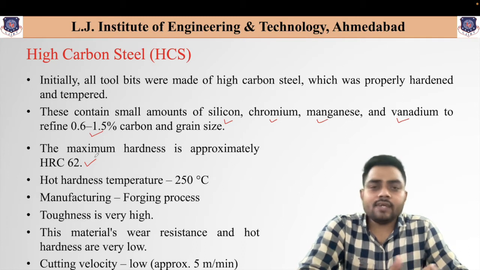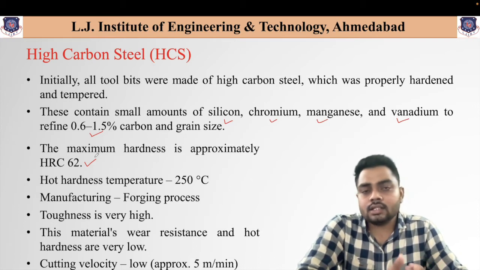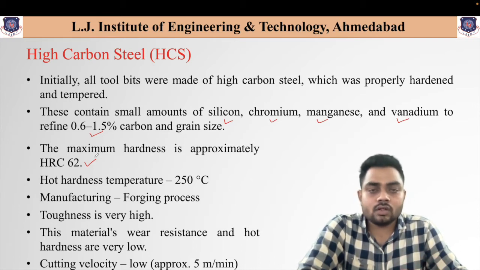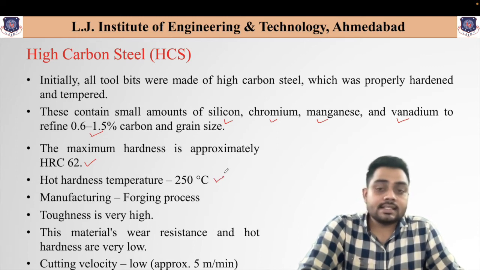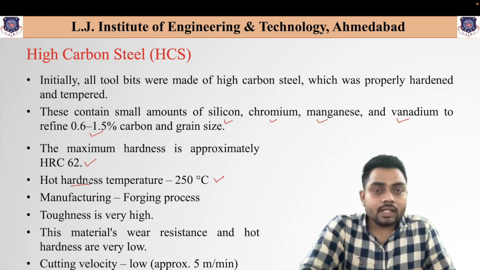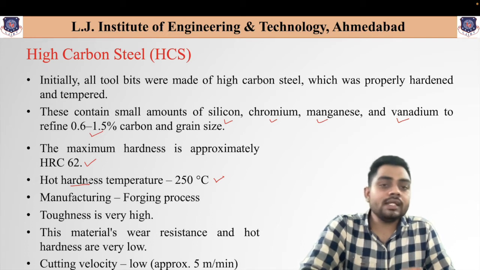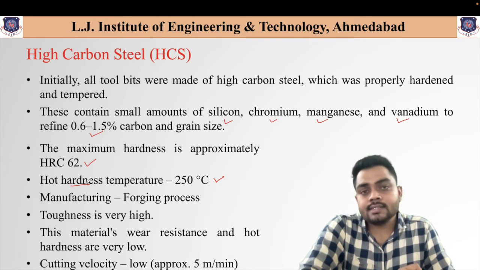There are three varieties of Rockwell hardness testing available, that is Rockwell hardness A, B and C. And you will learn about these different hardness testing equipments in further discussions, or in future semesters. Now its hot hardness temperature is 250 degrees Celsius. Now what is this hot hardness temperature? The ability of a material to sustain a particular temperature without deforming in its dimension, that particular temperature is called the hot hardness temperature.